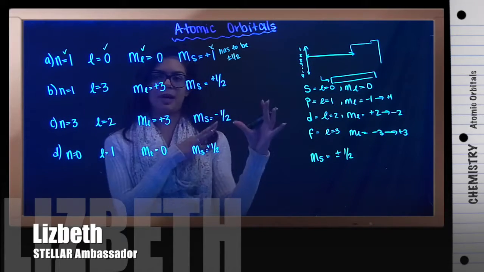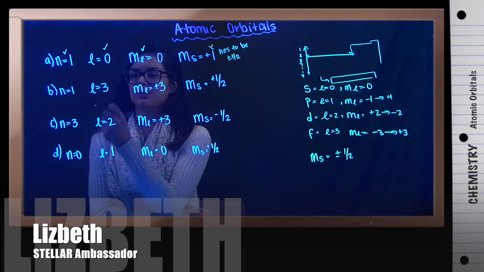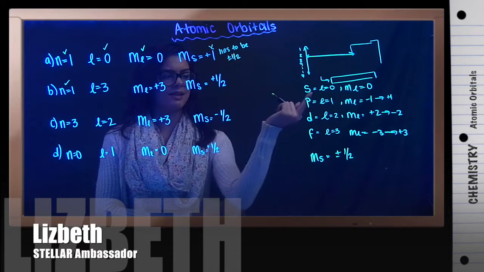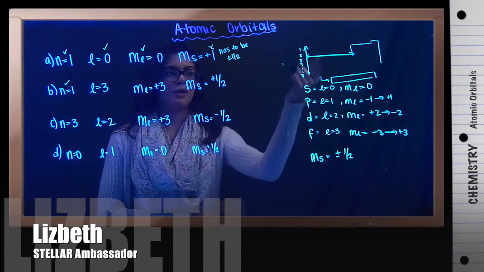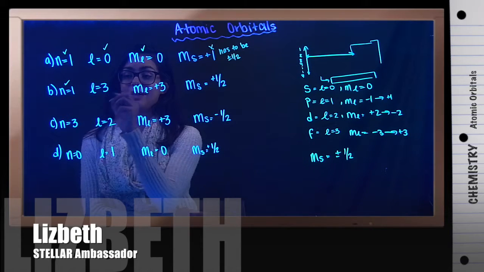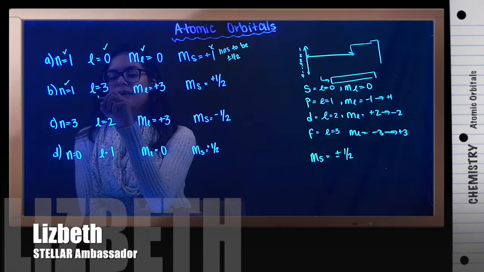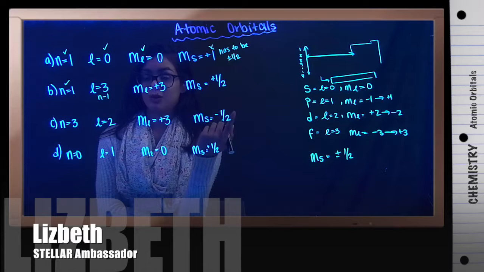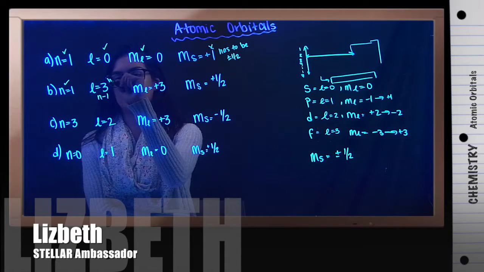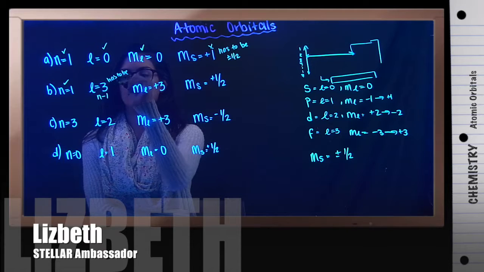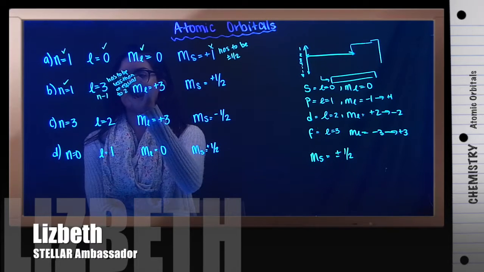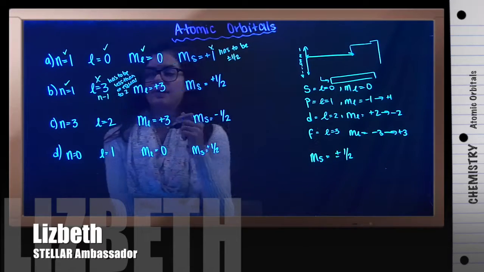Let's use that same thought process for the next one. n equals 1, that exists, so that's fine. L equals 3, which is the F orbital. That's nowhere near n equals 1, so this one is incorrect. Also, L has to be at most n minus 1, so the maximum L for n equals 1 would be 0. So it has to be less than n. This one is wrong. Let's keep looking.